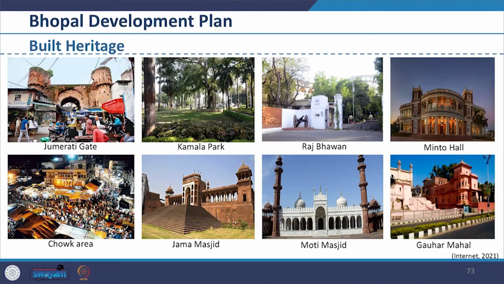The urban image of the city is a collective visual appearance contributed by natural and man-made elements. Bhopal is gifted with rare monuments and splendid areas of vernacular architecture. The built heritage comprising areas such as Jumerati Gate, Kamla Park, Raj Bhavan, Minto Hall, Chowk area, Jama Masjid, Moti Masjid and Gauhar Mahal, and so on, all need to be dealt with utmost care and pride for the city. So, that all has been acknowledged in the plan document.